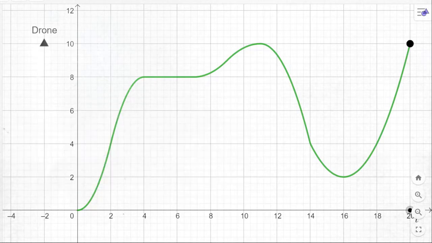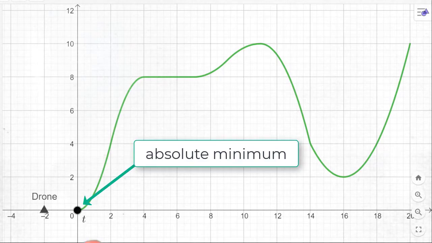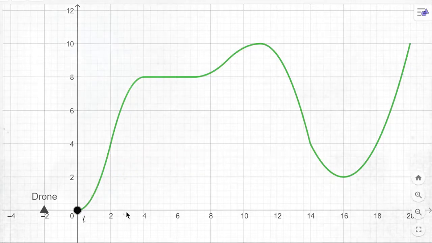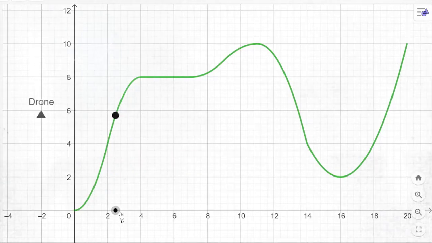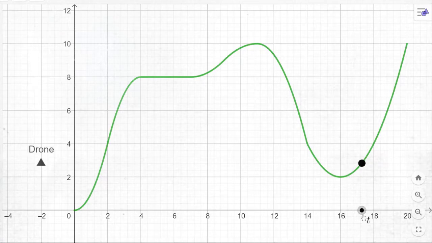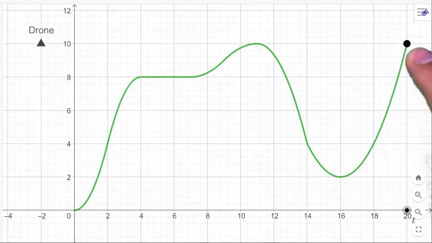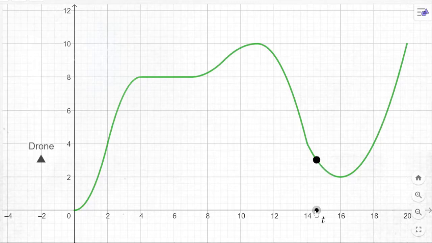We have some other important points on this graph. We have the absolute minimum height of the drone, and that is depicted by this point down here. This is the lowest the drone ever was. This is the absolute minimum point. We also have an absolute maximum point. This is a point where the drone is at its absolute maximum height. Now there's actually two of these. Do you see the other one? Well, yeah, the other absolute maximum is over here.